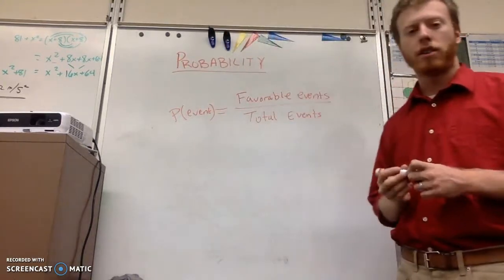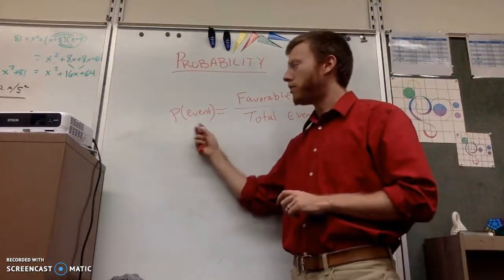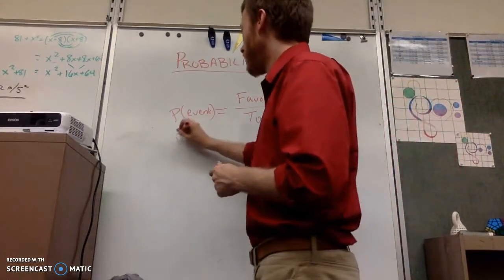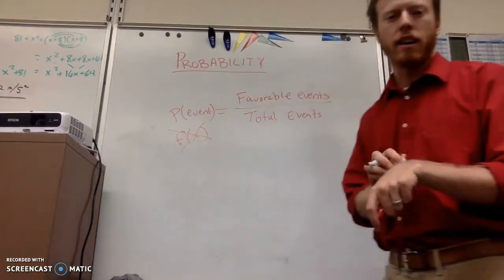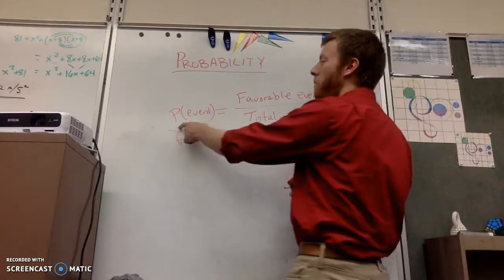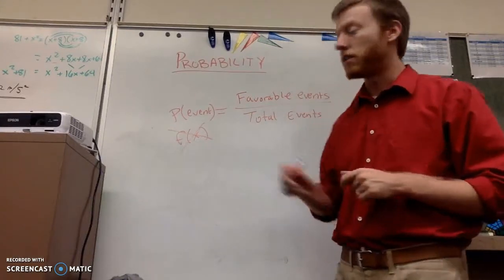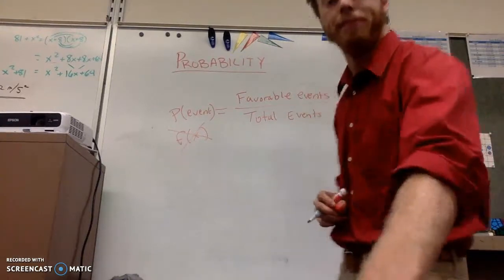Notice how I've written this. We might be used to seeing something like f of x. This is not the case. We don't read that as f of x, but it is the probability of an event occurring. That is the shorthand notation for that.